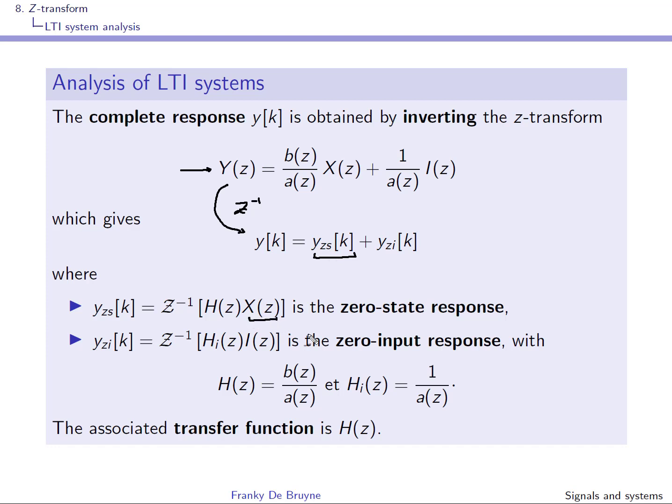Okay, so in French it's called la réponse forcée. The second term is the zero input response. This is the response when the input is zero, and it's the response that is coming purely from the initial conditions, in French la réponse libre. And you know that the relation between Y and X when the initial conditions are zero is the transfer function. So this is the transfer function, and as you know, the transfer function here is the z transform of the impulse response.